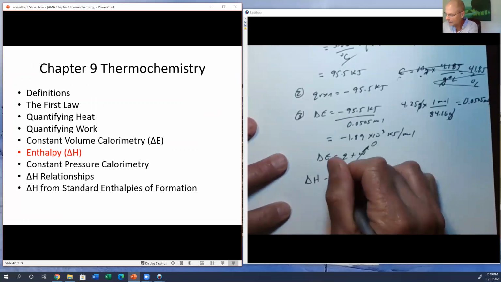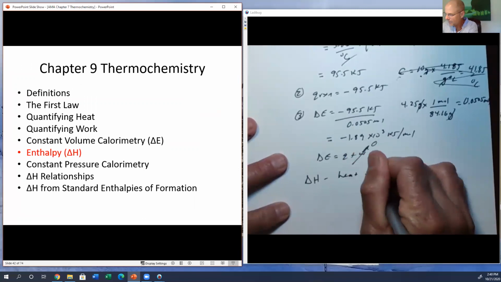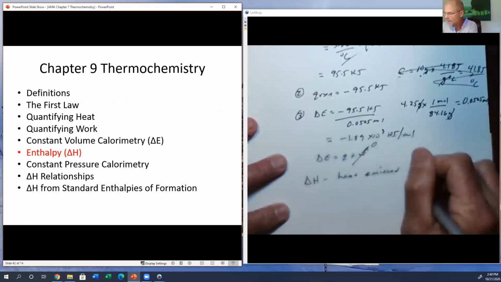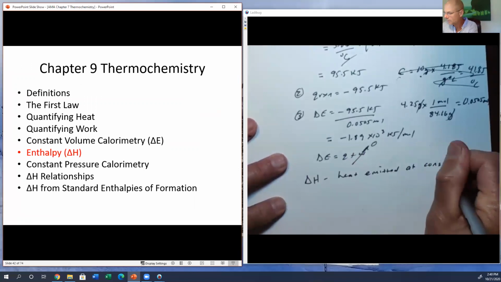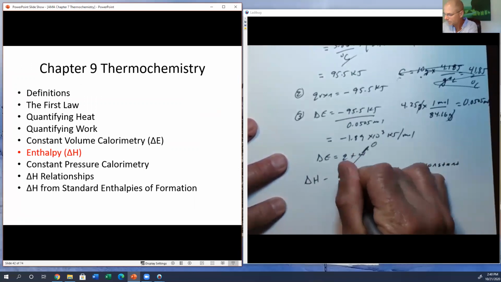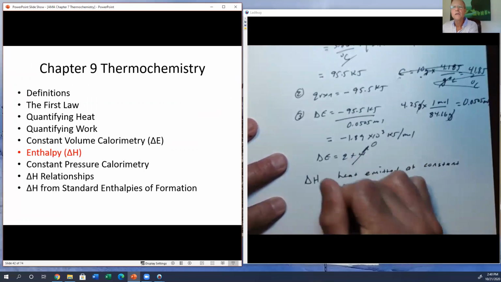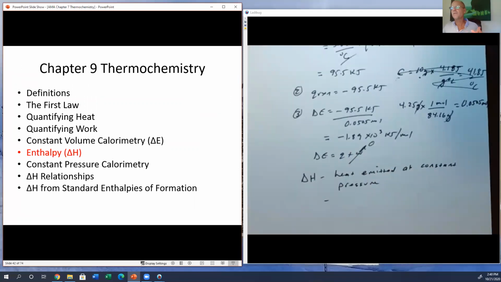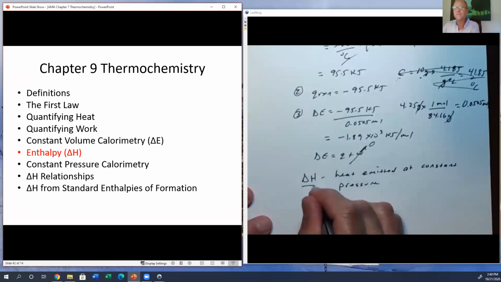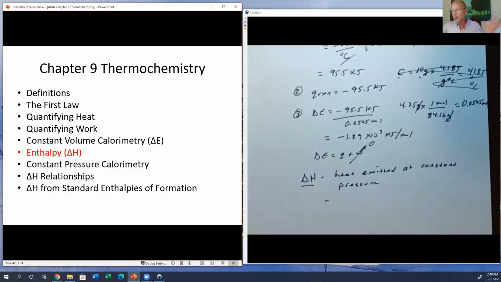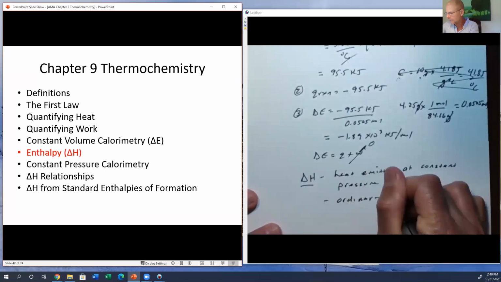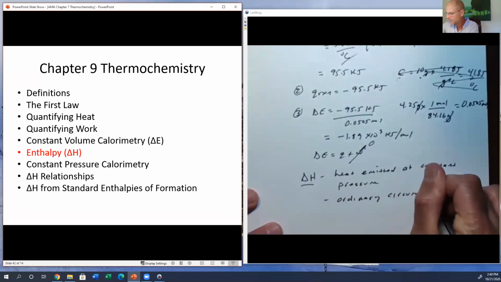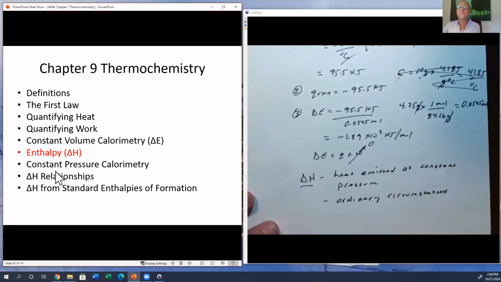So that's the heat emitted, not at constant volume, but at constant pressure. And you don't have to overthink this, right? All you have to do is think about delta H as the amount of heat released under ordinary circumstances, more typical circumstances, right? Not under a constrained setup.